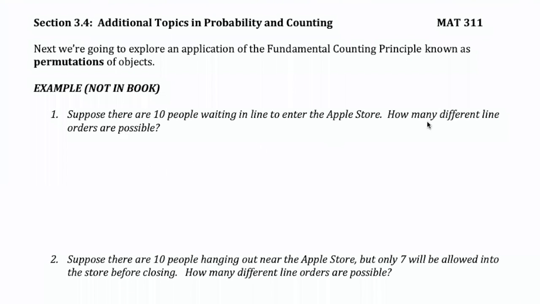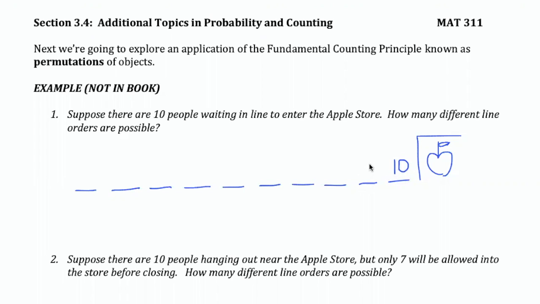So I would want to think about, here is my Apple Store. And I would lay out a blank for each of the 10 positions in line that are possible. The line that represents first in line is actually here, closest to my Apple Store. And if there's 10 people standing around who want to get in, then there are 10 possible people who could be first in line. Now, once I've chosen one of those 10 people to fill this spot, there are only 9 remaining people who might fill this spot. And once I filled this spot, there are only 8 people remaining who could possibly be selected for the third spot, and so forth right down the line.